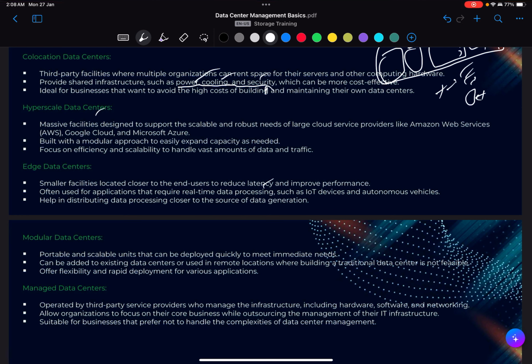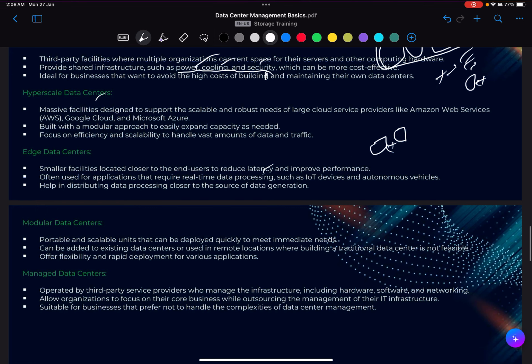So how will you deal with that? You need a data center nearby in that country. That small data center can be called an edge data center, depending upon that. Now the modular data center.